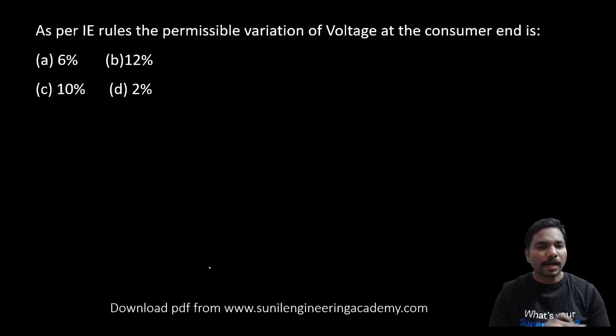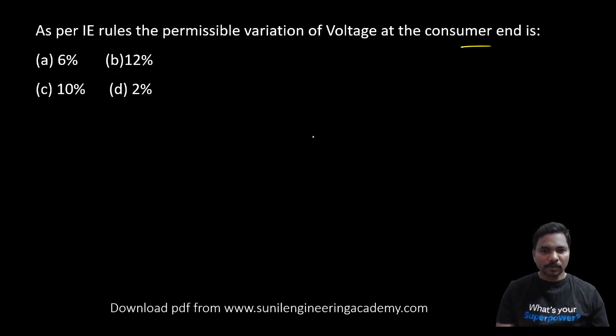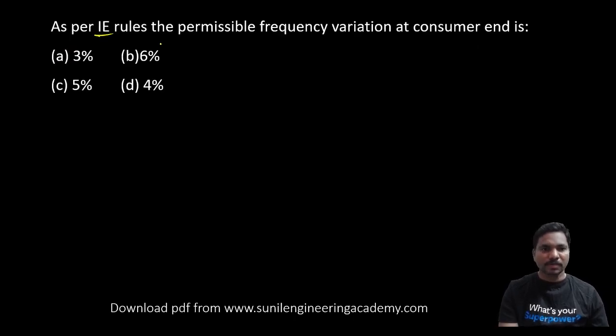Okay, as per IE rules, the permissible variation of voltage at consumer end. So what is the permissible voltage variation? That is 6%. Okay, so if you consider the frequency variation, 3%. Yes, here they have given as per IE rules frequency variation 3%. If you consider the grid, it is very less. If they are asking at a grid, the frequency variation may be less than 1%.